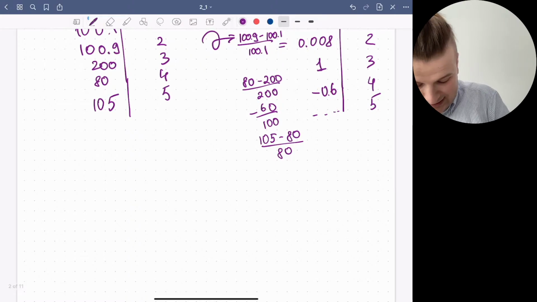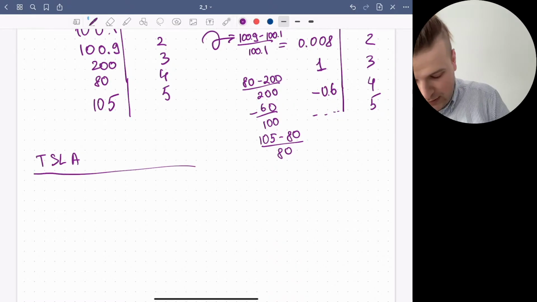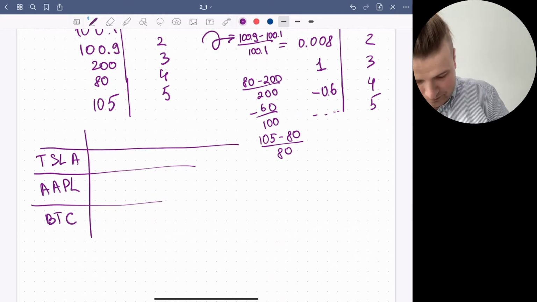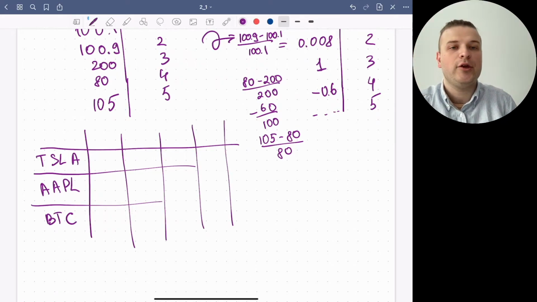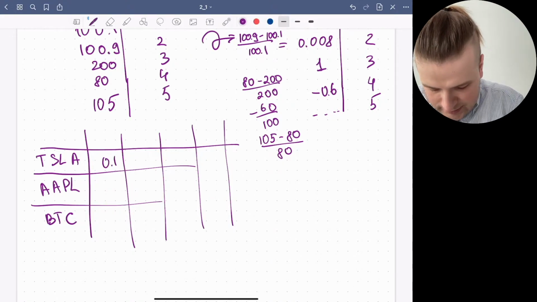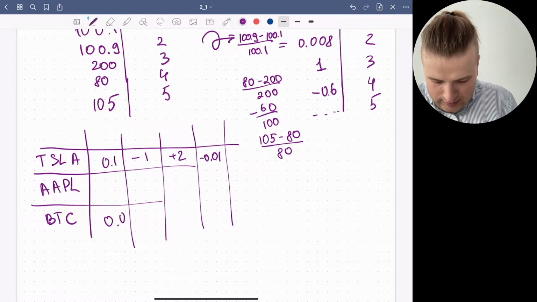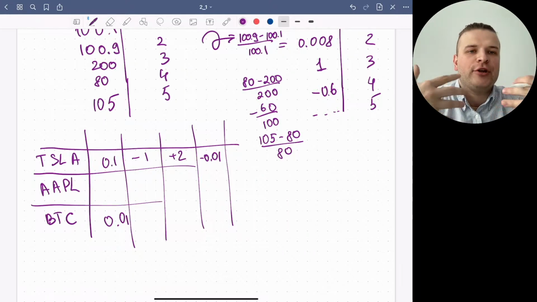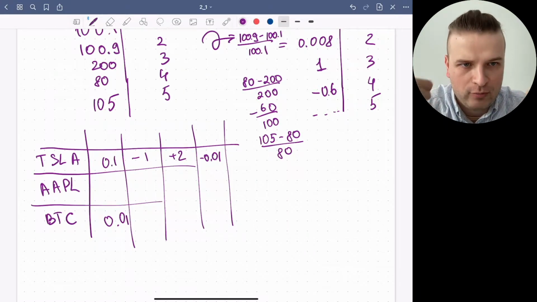Which means that for Tesla, you have this history of fractional returns. For, let's say, Apple, for Bitcoin, and etc., you have a history of these fractional returns here. Again, some plus 0.1, minus 1, plus 2, I don't know, minus this, and etc. and etc. And each day you can average it using your weights of your portfolio.